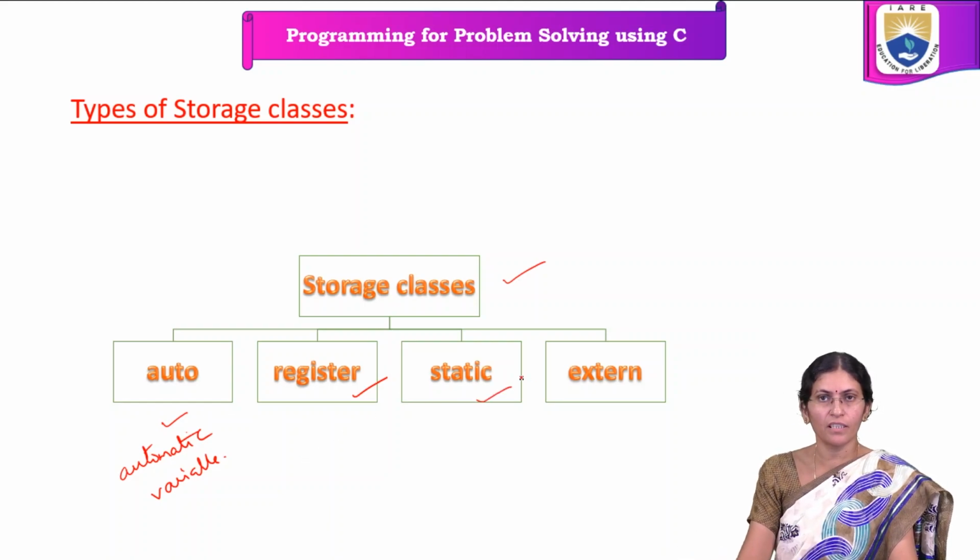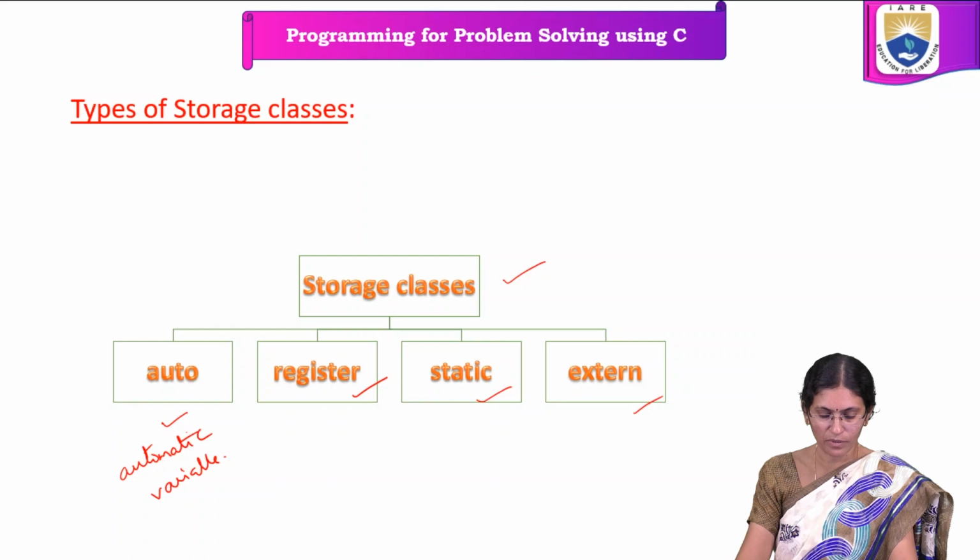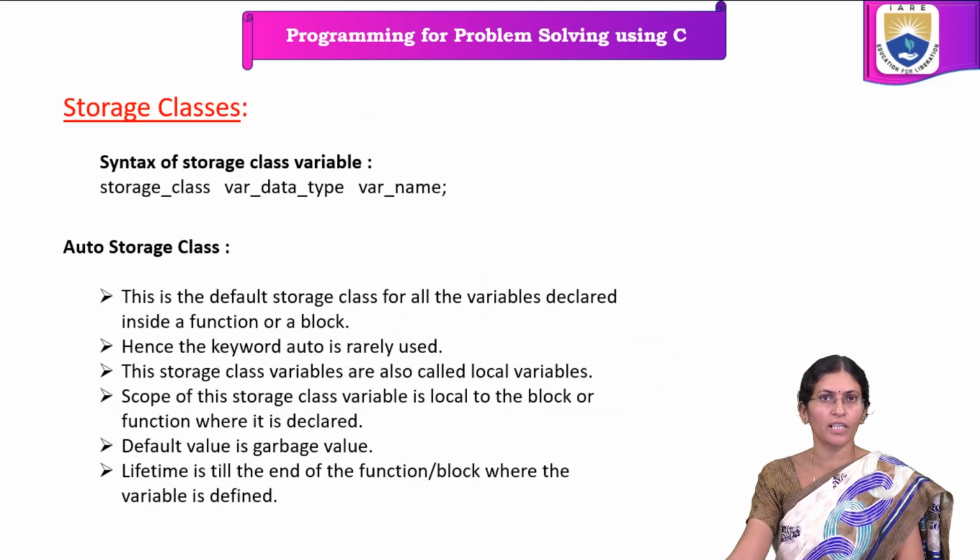Then static is the keyword which is used to refer to static variable, and extern is the keyword which is used to refer to external variable. Now let us discuss in detail about all of these different variables which belong to the different storage classes.